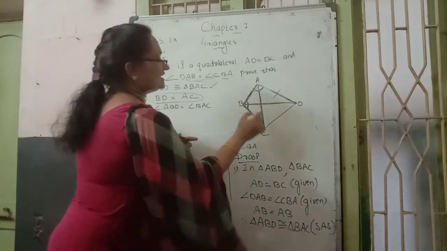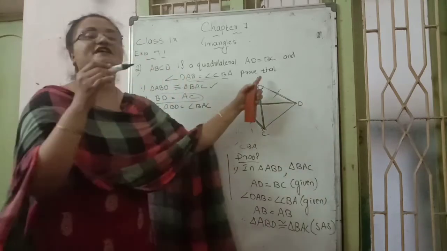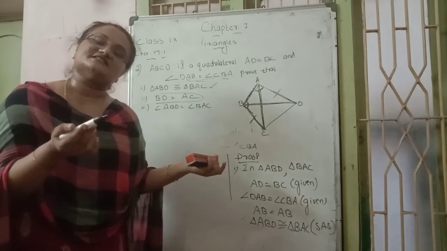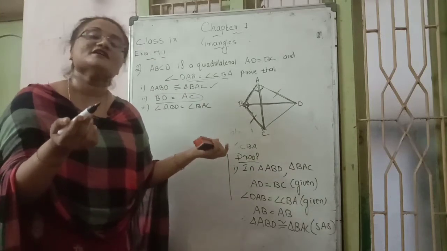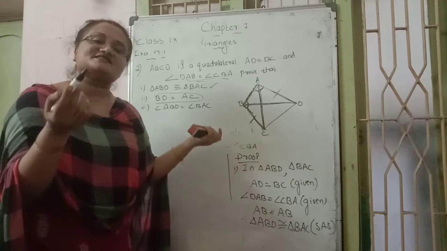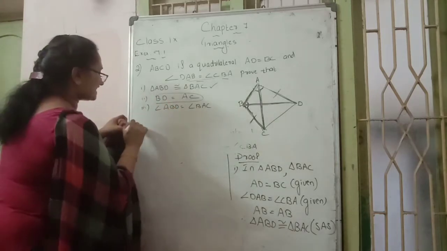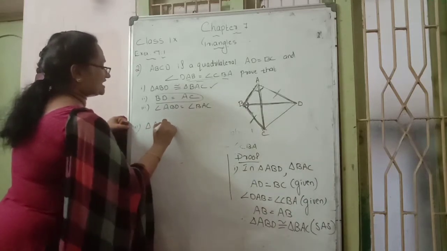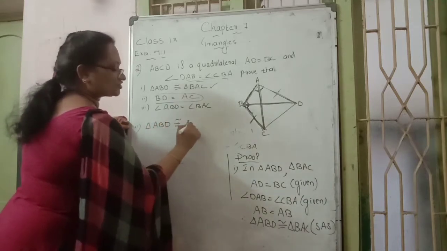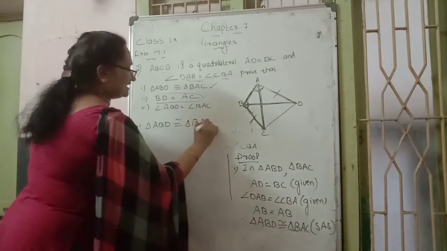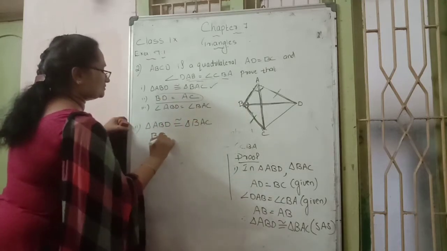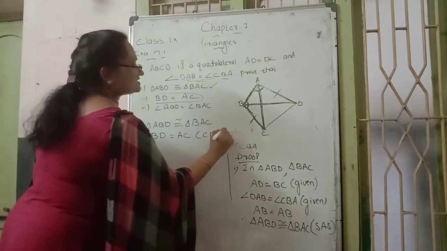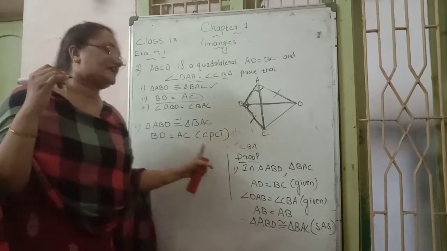Here see, BD is a side of triangle ABD. AC is a side of triangle ABC. That side also becomes equal. In which way can we write it? By CPCT. So for the second case we write: we already proved that triangle ABD is congruent to triangle BAC. That's why BD side is equal to AC side by CPCT. That is the second case.